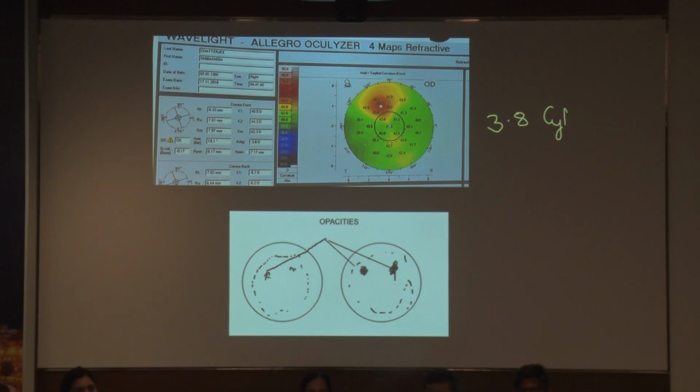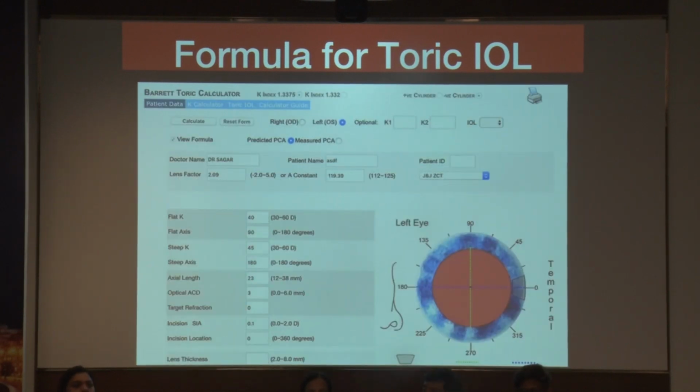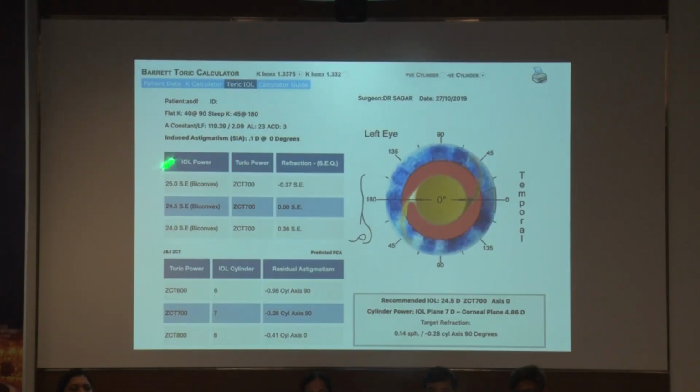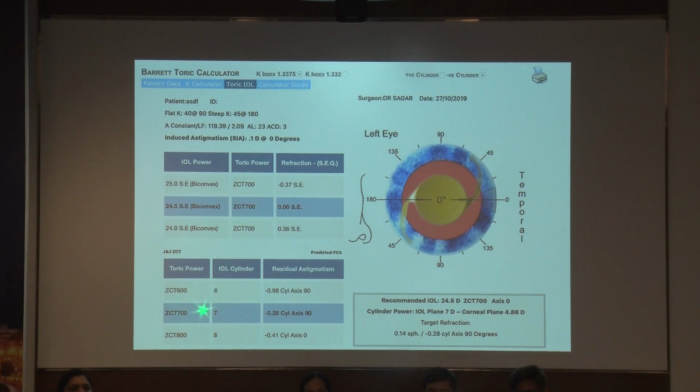What are we treating? Formula for toric IOL, right now the two best formulas are Kane and Barrett. We are all aware of Barrett, but one can also do Kane. Barrett gives me a very interesting feature called integrated K, wherein I can put different measurements from different machines, and it will give me the K which it calculates from this, and then it will give me the IOL power. Now just look at this, it tells me to put a ZCT 700, I will get a residual astigmatism of 0.28 at 90 degrees.